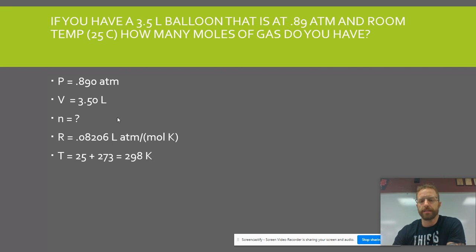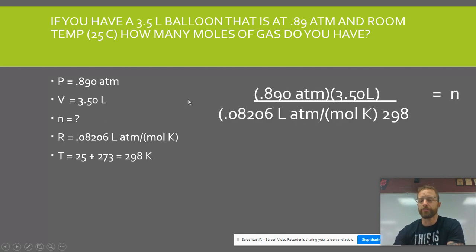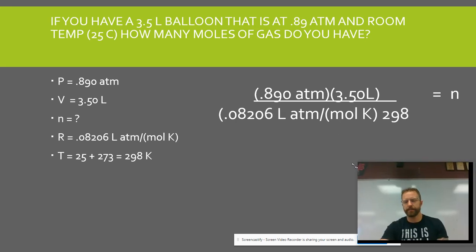Then you just take that and plug it into your equation. I've already rearranged this one, right? But you have your pressure times my volume equals my n over R and T, right? I'll go ahead and blow this up so you can see how we rearrange that.